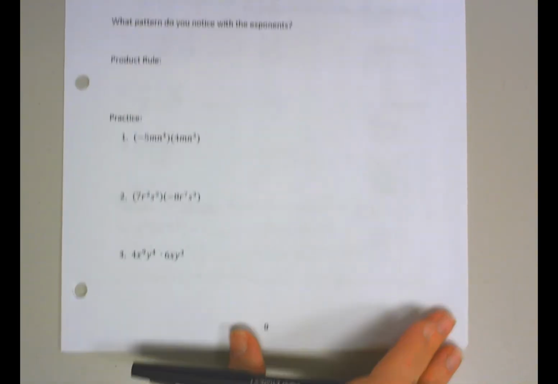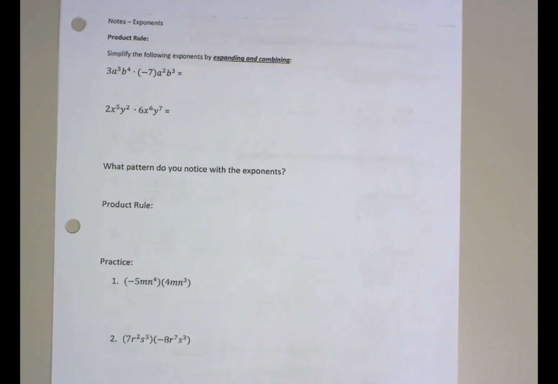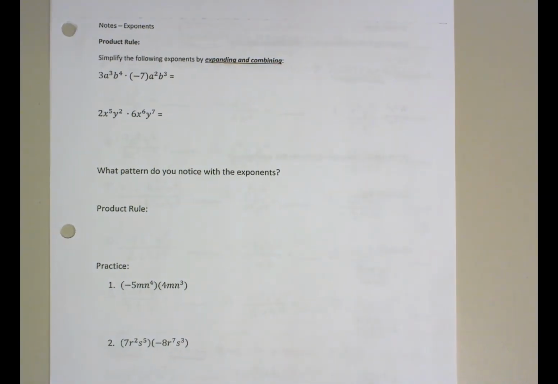All right, so on page 9, with our exponents, there are a couple of rules that we're going to follow. So we're going to look at these rules. The first rule is our product rule. There's 5 rules that we're going to look at, but today we're going to start with our product rule.